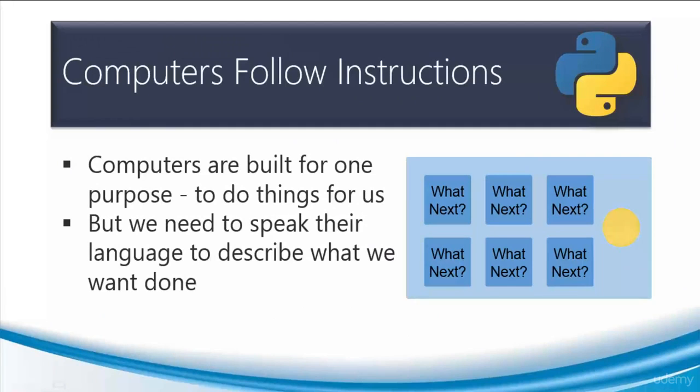Computers follow instructions. Computers are simply machines built for one purpose only, and that is to do things for us. But the computer itself does not really know what to do. We need to tell the computer, and we need to speak its language to describe what needs to be done. For example, if I click somewhere on the screen, the computer is going to execute my command, that is, the click of a mouse button, and then wait for my next command. Otherwise, if I do not send a command to the computer, nothing is going to happen.